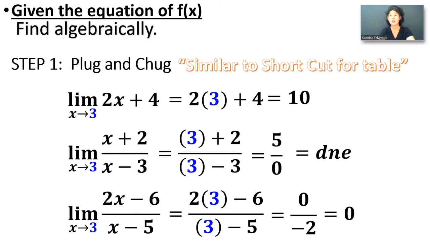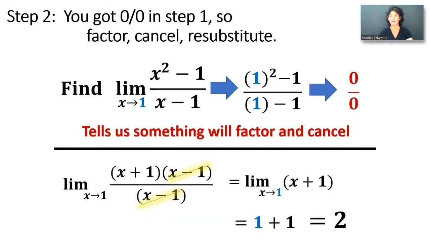In summary, using the algebraic method, you start by substituting the number into the function, and if you get out a real number solution, like 10 or 0, then that's your answer. If you get a number divided by 0, then the answer to the limit is does not exist. If you substitute the number into the function following step 1, and you get 0 over 0, then you've got more work to do. You want to try to factor, cancel, and then resubstitute. Here, we were able to do that.